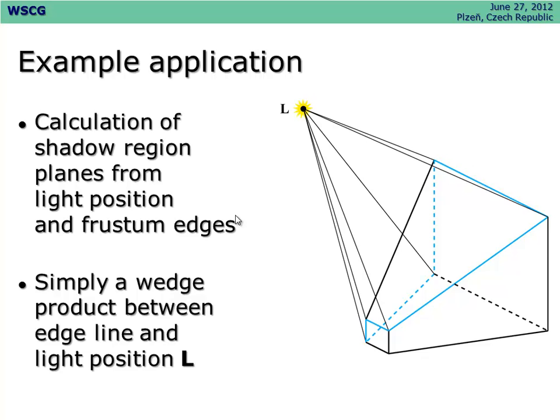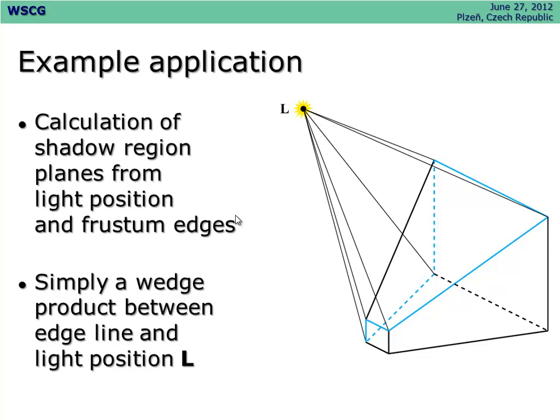Now, we can calculate ahead of time the bivectors that represent the lines between each of these two planes. And all that takes is a single anti-wedge product. If we take the anti-wedge product between two adjacent planes, we instantly have the line that contains the edge between those two planes. And if we multiply that by the light position, so we have the line bivector and the light position vector, then that instantly gives us the plane containing the edge and the light position.